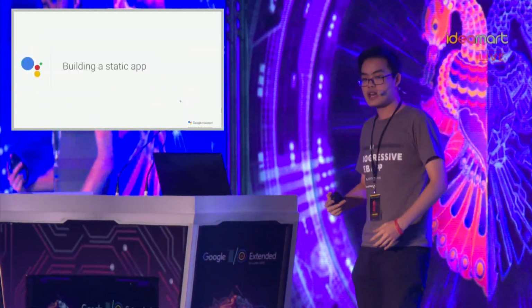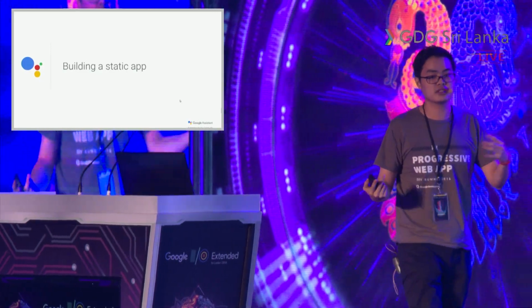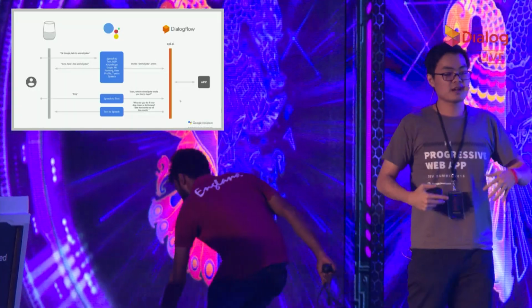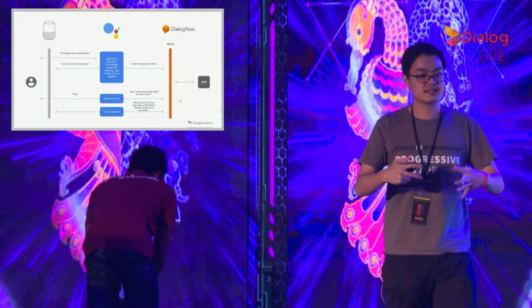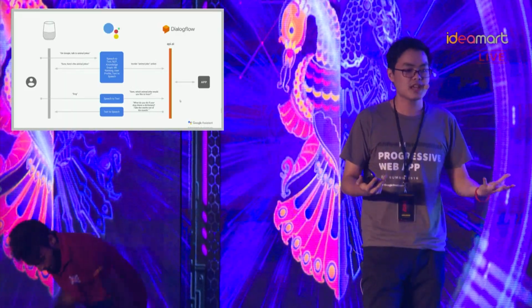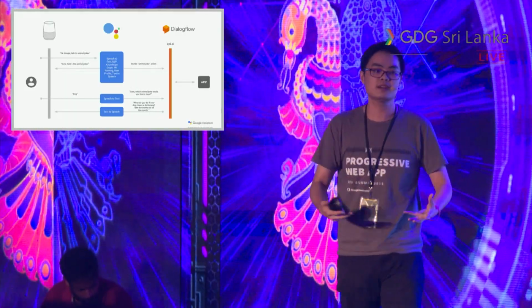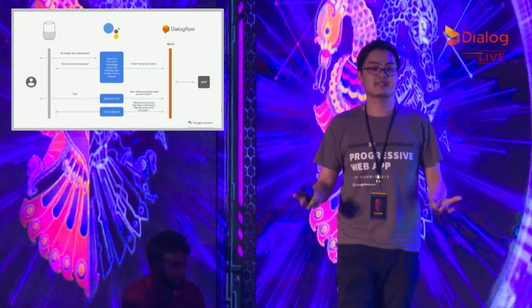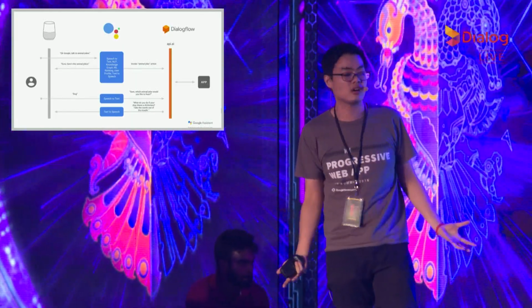So let's take a look at building a static application on Google Actions. Take, for example, you have an application that just tells you some random jokes. You just created something simple, and you just want it to tell you the same answer over and over again without any changes. So this is what we mean as a static application because it doesn't change at all.